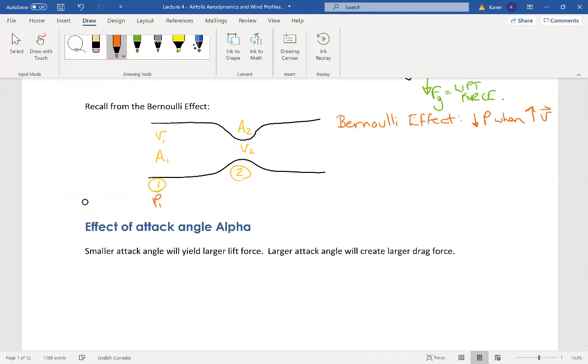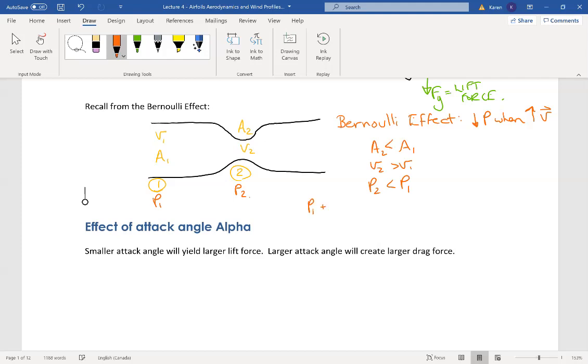So if we compare P1 and P2, A2 is obviously less than A1, V2 is greater than V1, and P2 is less than P1. And that came from when we did our balance of, I think we called it the Bernoulli equation, of course.